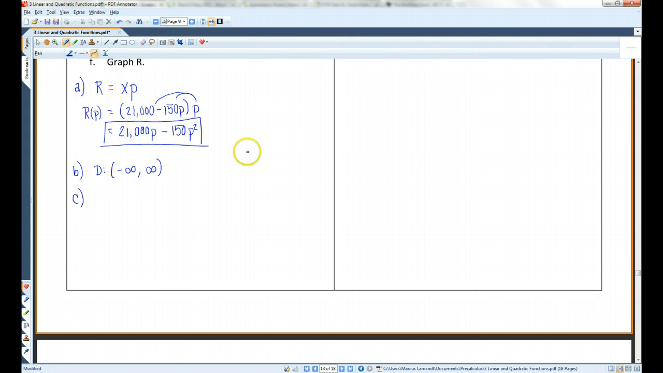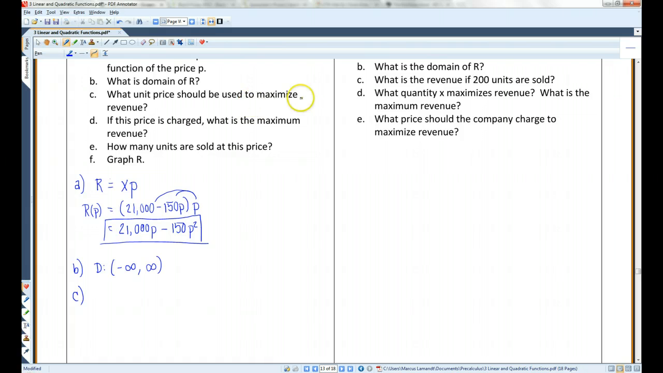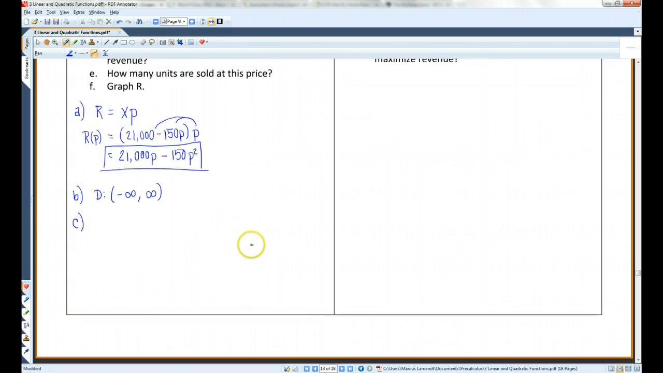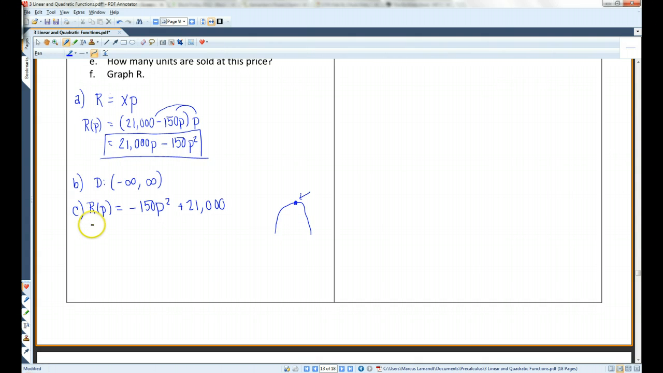Alright, so because we're looking for whatever will maximize revenue, we're looking for the maximum. If I rearrange this equation, I'm going to have R of P equals negative 150P squared plus 21,000P. Now if you think about it, this negative means that the parabola opens down. Okay? I want to find what the maximum is. Alright, so this is how we do that. I'm going to use the equation this time.